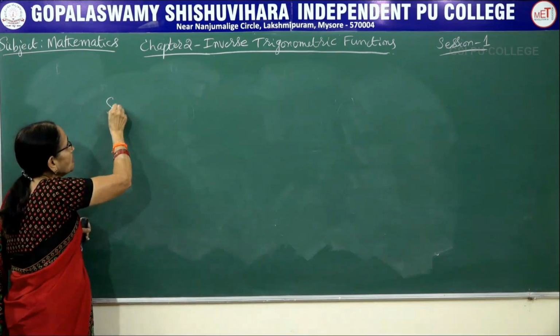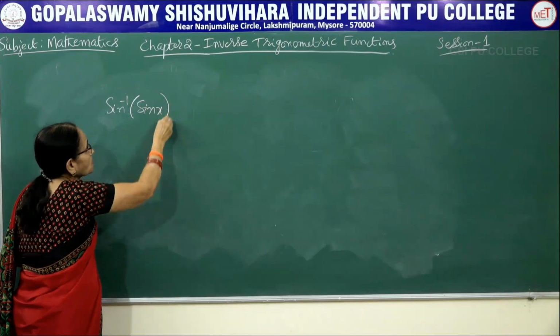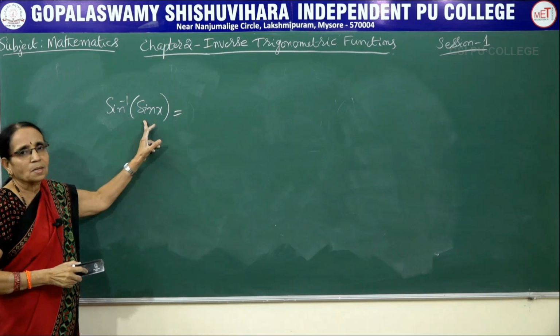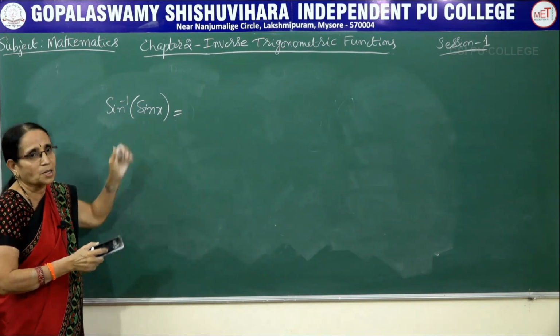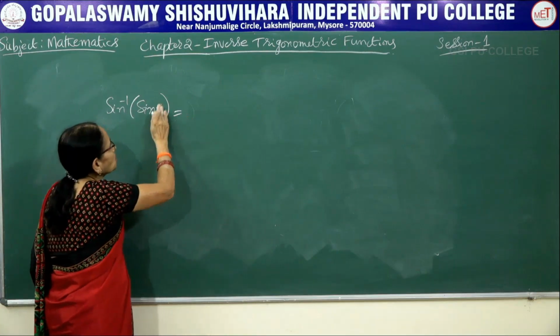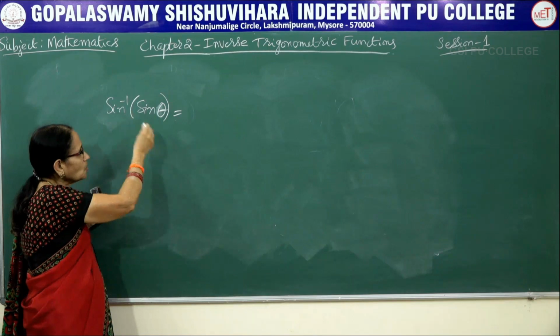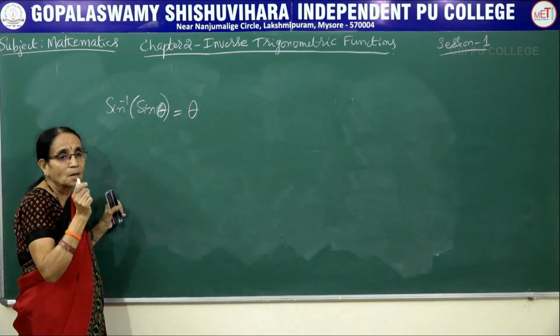That is, let me consider sine inverse of sin x. Here we are operating the trigonometric function, then we are operating its own inverse function. So the value would be, or you can take it as theta, not to have any confusion, sine inverse of sin theta would be equal to theta. In this case, theta is an angle.